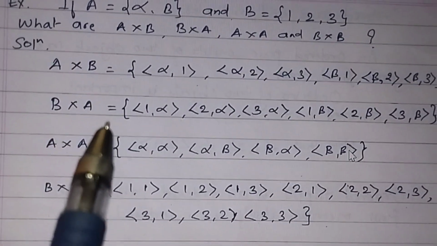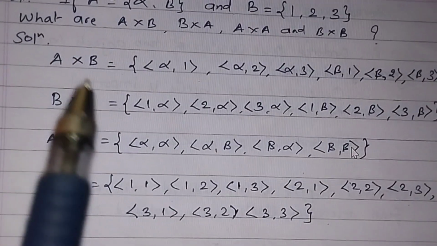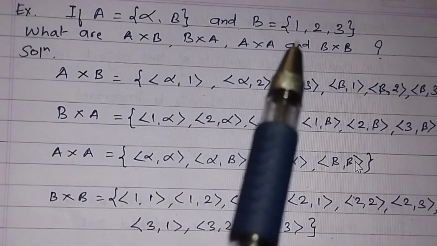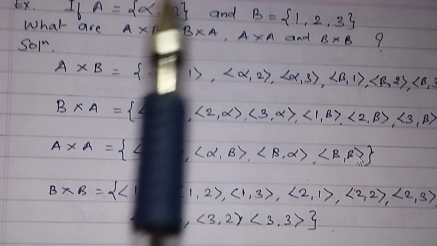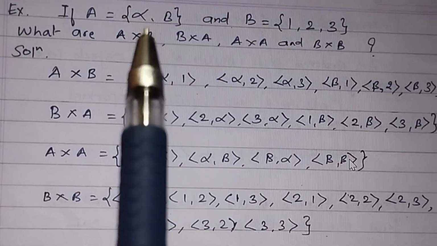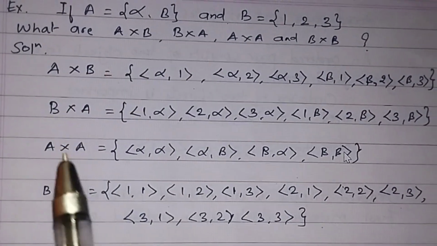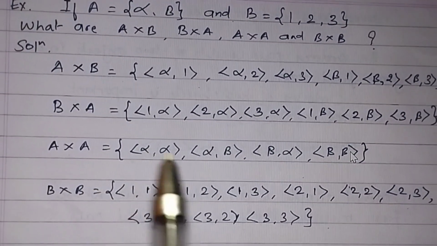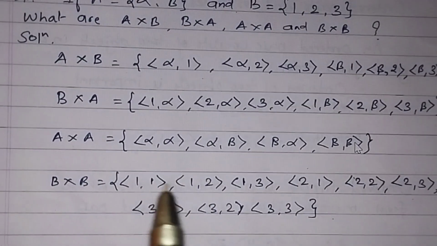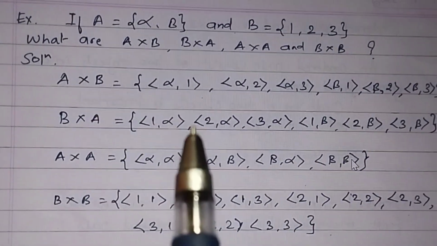So now B and A means we want the first element from the set B and the second element from A. The first element of B is 1, so 1 and alpha, 1 and beta, 2 and alpha, 2 and beta, 3 and alpha, 3 and beta. In the same way, A and A, B and B means both elements from set A, or both elements from set B. I hope you all get the idea.